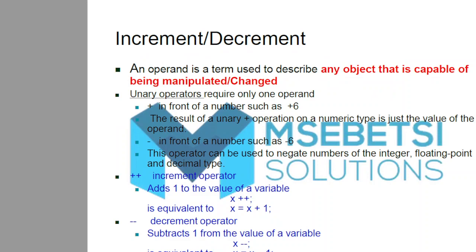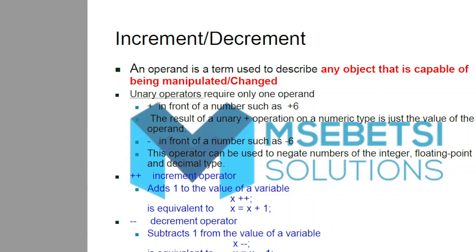Increment and decrement operators. An operand is a term used to describe any object that is capable of being manipulated or changed. So it will be on the right hand side of the unary operator. What is the unary operator? It requires only one operand. So in this case we are using the number 6. 6 can be changed. It can be a 7, it can be an 8, it can be anything. So it is an operand. But then you see how it only wants one value here.